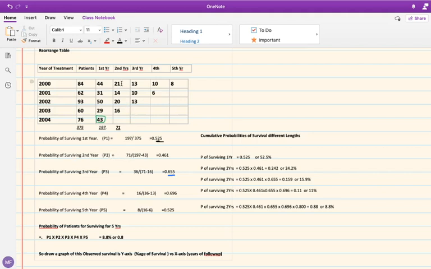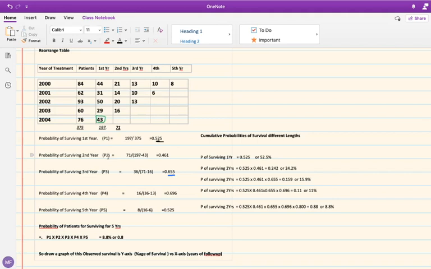The 71 is the number of patients who survived for 2 years. We are intentionally saying that they are 71 by omitting this 43, which is encircled here in green. So this is the P2 probability. The denominator is 197 minus 43. Why minus 43? Because these patients could not survive for the second year. So this is the probability for second-year survival.